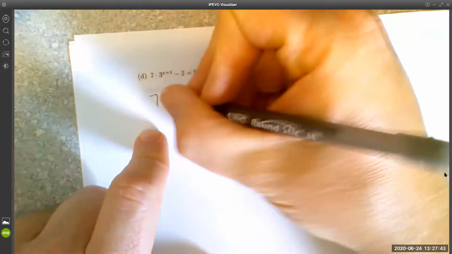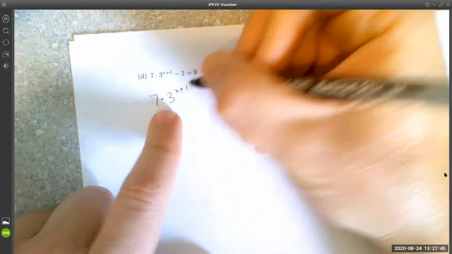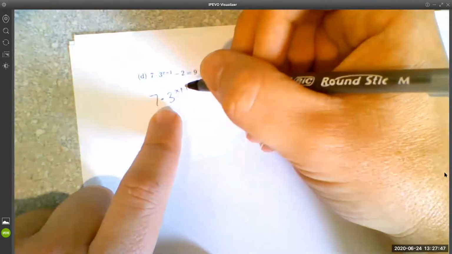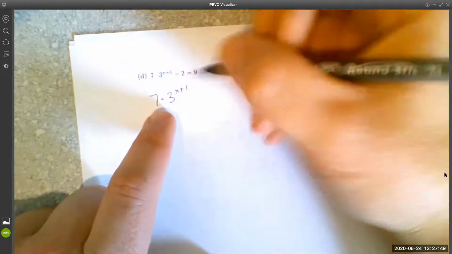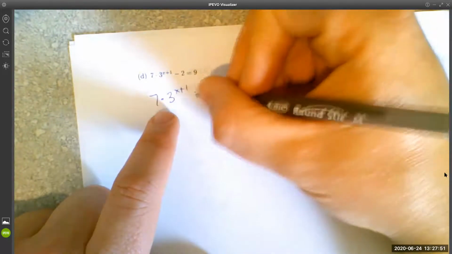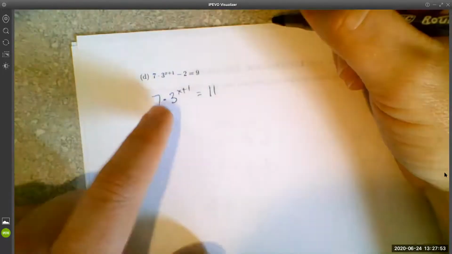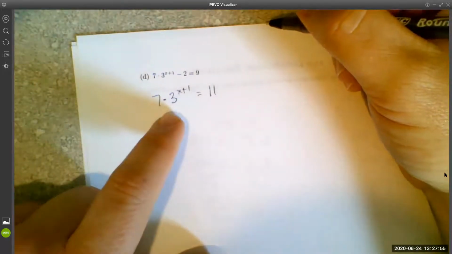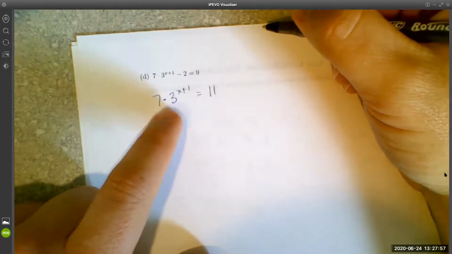Oh, I have more. I didn't even realize I had more. Let's do it. Let's isolate the exponential, and then we'll take a logarithm. So I'm going to add 2. Remember, 7 times 3 to the x plus 1 is not the same thing as 21 to the x plus 1. They are not the same. But also, I haven't finished isolating my exponential. I need to divide by the 7.